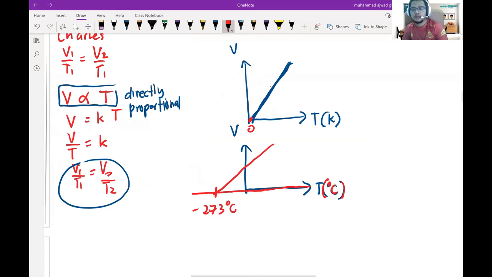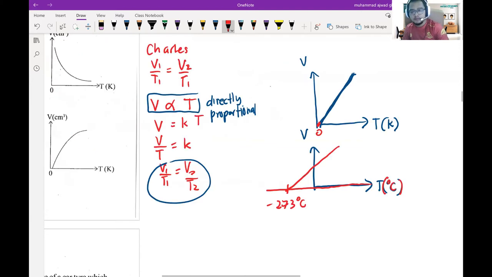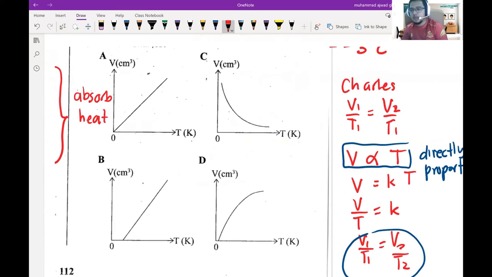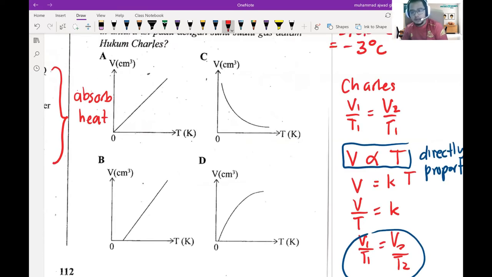Okay, negative 273. Susah lah nak capai. So bila dia buat graf macam ni, this is a volume and temperature. And for the graph, dia guna Kelvin. So the answer will be A. Okay. Ramai yang terconfuse dengan C sebab C ni inversely proportional.